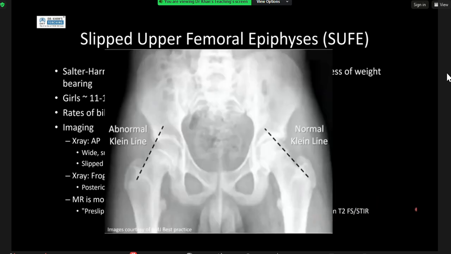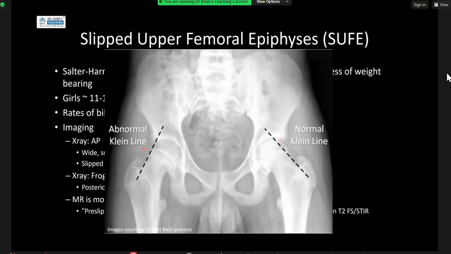So you mentioned Klein's line. Now I don't think Klein's line is used in a frog lateral view. Off the top of my head, I thought it was only in the AP, and certainly I've only used it in the AP. So you're basically drawing along the lateral aspect of your femoral neck, just a parallel line, and you should see your femoral head protruding beyond the line.